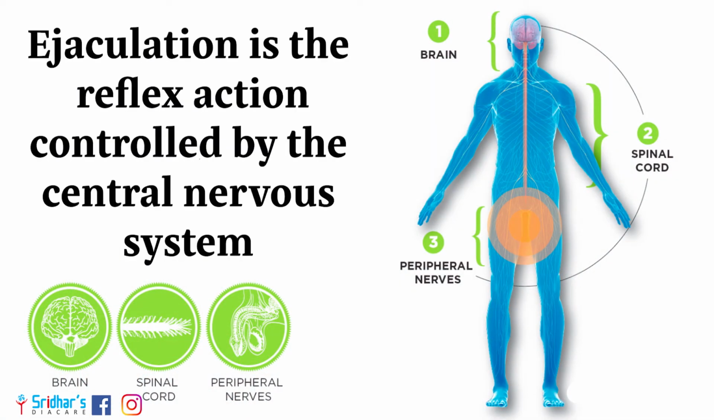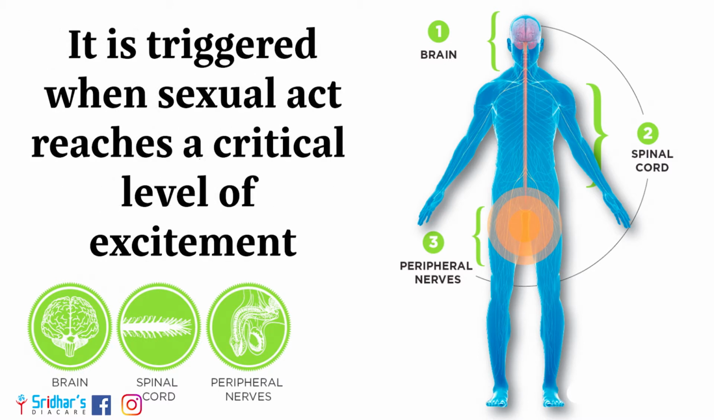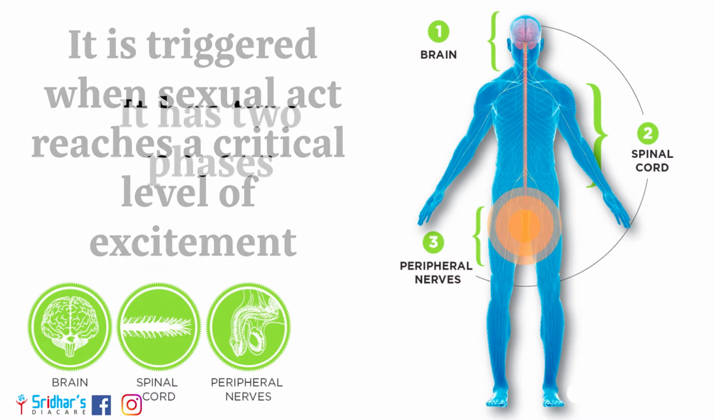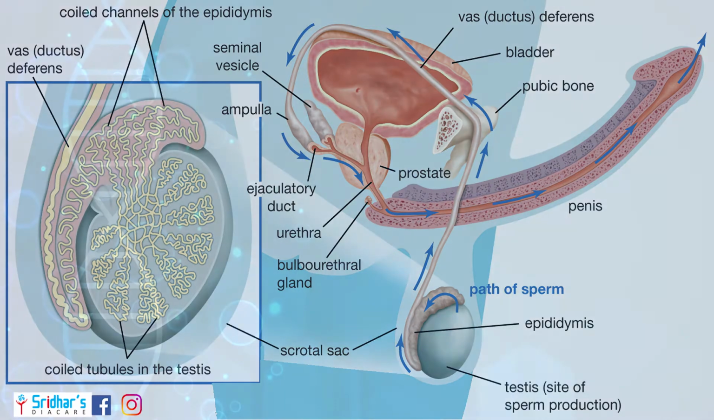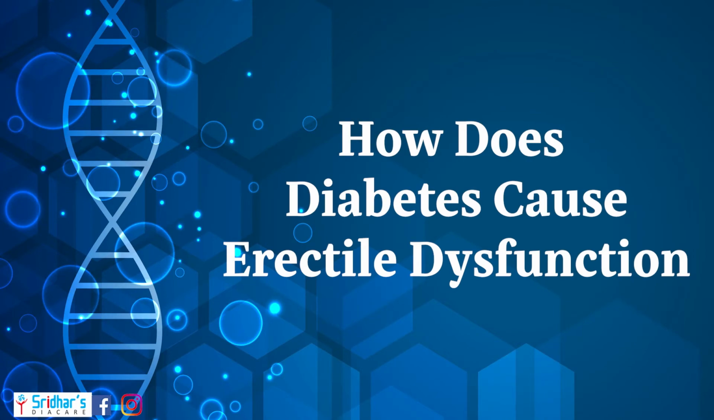Ejaculation is a reflex action controlled by the central nervous system. It is triggered when the sexual act reaches a critical level of excitement. It has two phases. In the first phase, the vas deferens, which are the tubes that store and transport sperm from the testes, contract to squeeze the sperm out towards the base of the penis. The prostate gland and seminal vesicles release secretions to make semen. In the second phase, muscles at the base of the penis contract every 0.8 seconds and force the semen out of the penis.